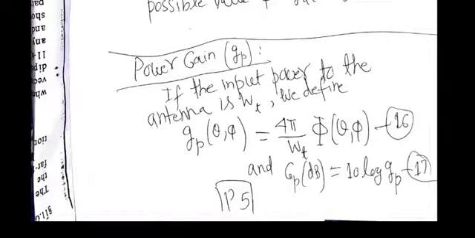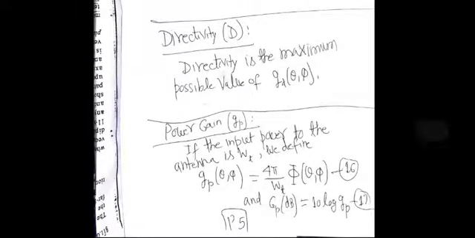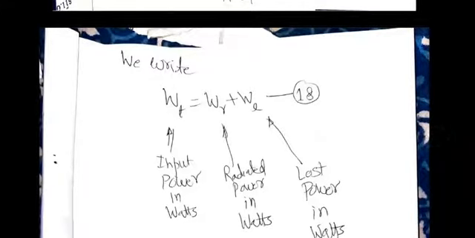For a lot of antennas, power gain and directive gain are almost equal anyway. So the only difference is WR has been replaced by WT. And of course, for power gain, we use a symbol GP. In dB, we use capital G with a suffix P. The input power WT is radiated power plus lost power. If lost power is 0, then obviously WT equals WR and GP will be equal to GD.